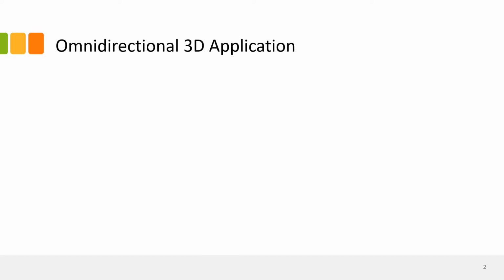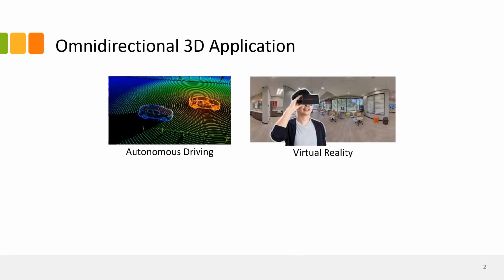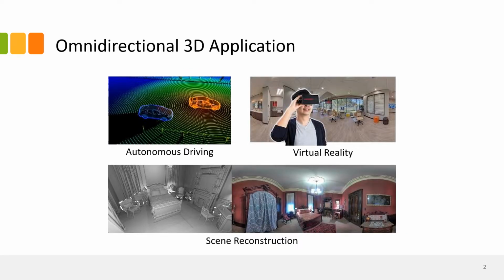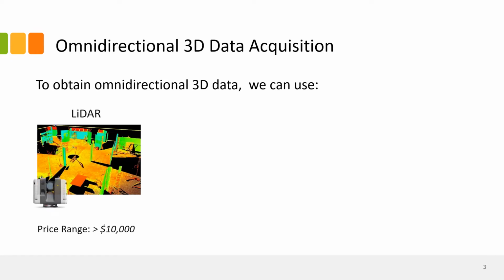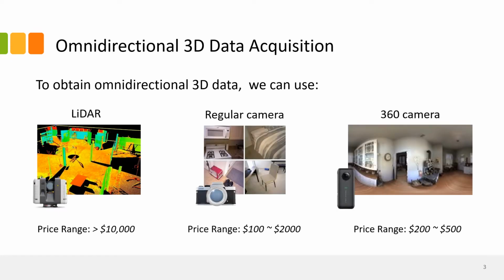Omnidirectional 3D information is essential for a wide range of applications such as autonomous driving, virtual reality, and scene reconstruction. To obtain omnidirectional 3D data, LiDAR devices are commonly used. However, LiDAR scanners are very expensive. On the contrary, regular cameras as well as 360 cameras are much cheaper. If we can generate good quality 3D information from regular or 360 RGB images, the cost can be largely reduced.